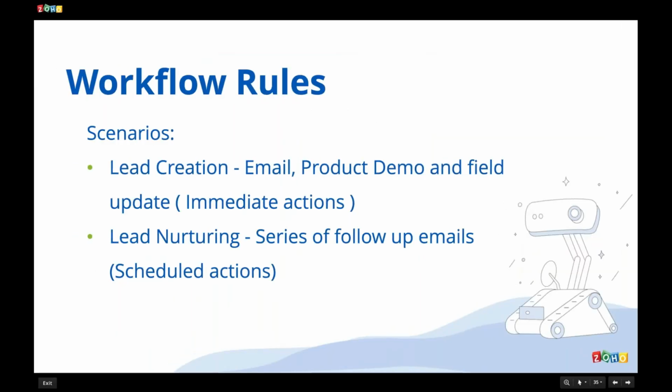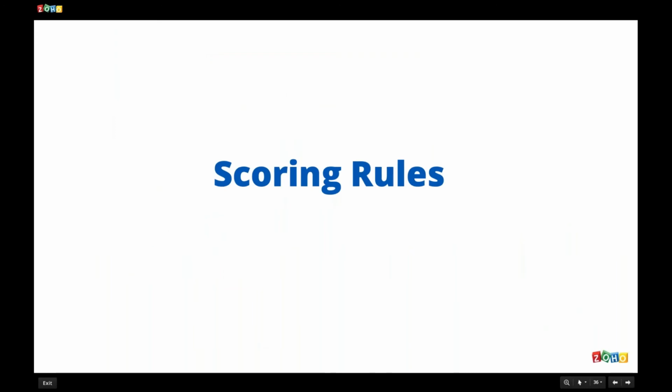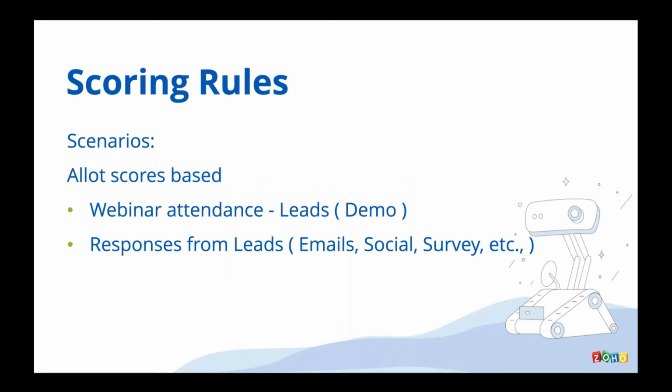So that's about the workflow rules. We will move on to the next one, scoring rules. This is again a very good hit after we introduced the blueprint. It was done some six months back. What it actually does is, you create some rules. Through that rule, the priority of your records happens automatically.